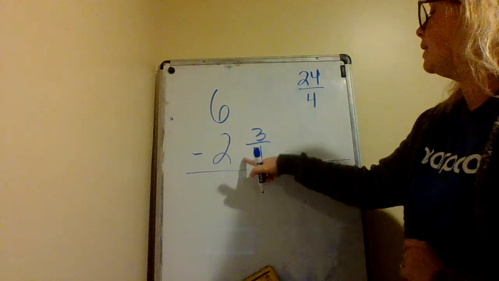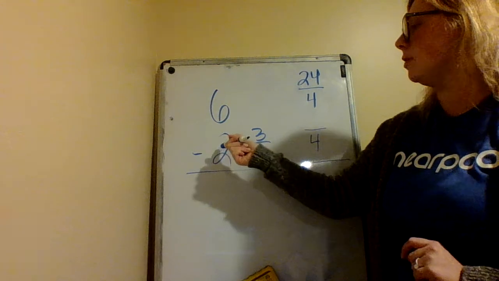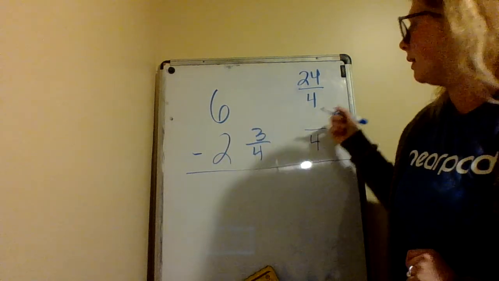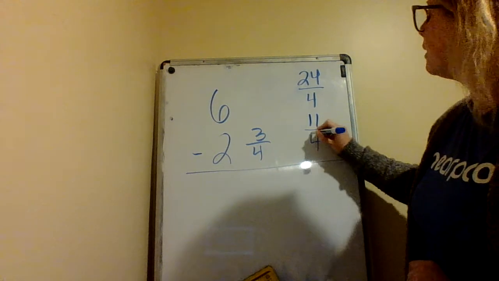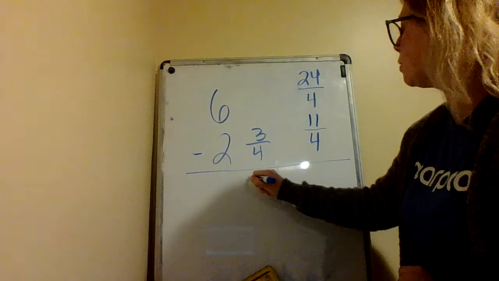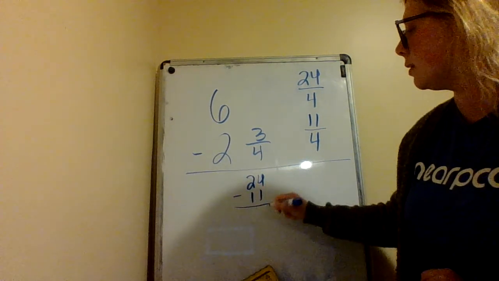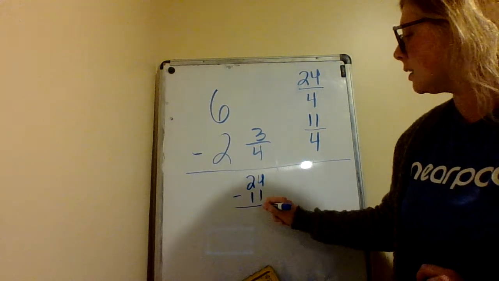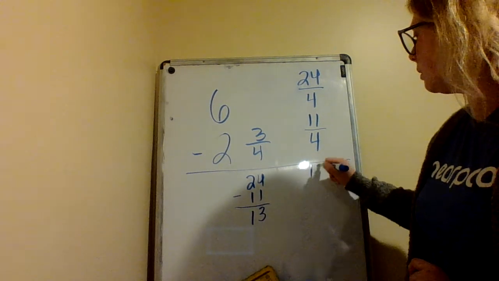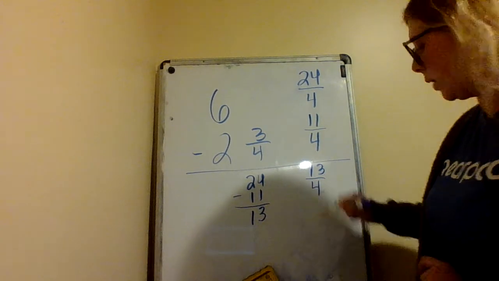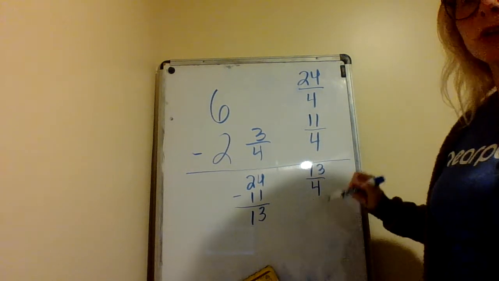Okay, and then mixed number, change it to improper over here. 4 times 2 is 8, plus 9, 10, 11, plus 3 is 11, 11/4. Okay, and then we just subtract. 24/4 minus 11/4. I'm going to do the numerators over here. 4 minus 1 is 3. 2 minus 1 is 1. So we get 13/4.